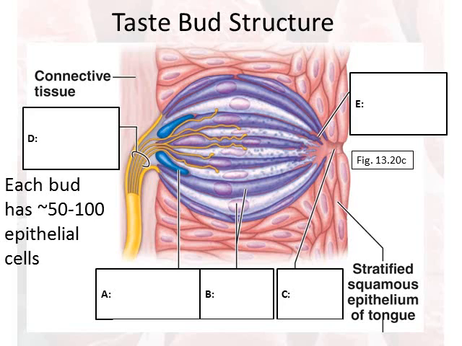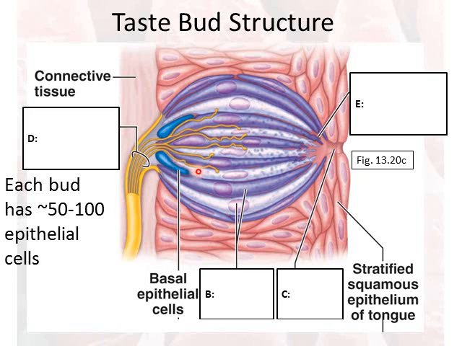So here's a slide looking at the structure of a taste bud. Comes right out of the book. So we're going to see the 3 types of cells that we talked about. So A is those basal epithelial cells. These are the ones that create new taste bud cells.